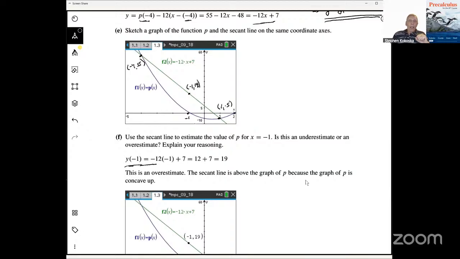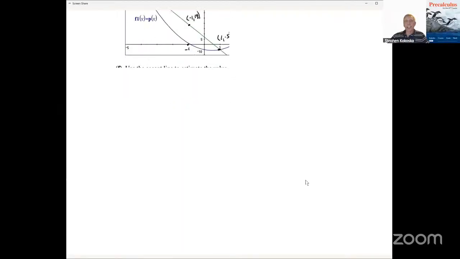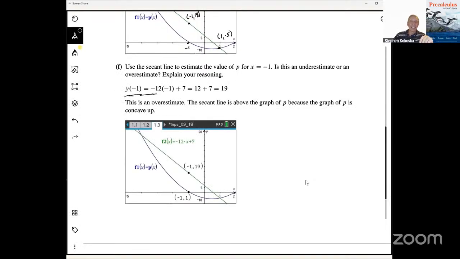Well, we can look at that graph that I have up there in E and see that it's an overestimate. That 19 is certainly above p of -1. You've got it on the next. Do I have it down a little bit lower? It's off the bottom. There it is, -1. Yeah, thank you. There we go. -1, it's certainly above.